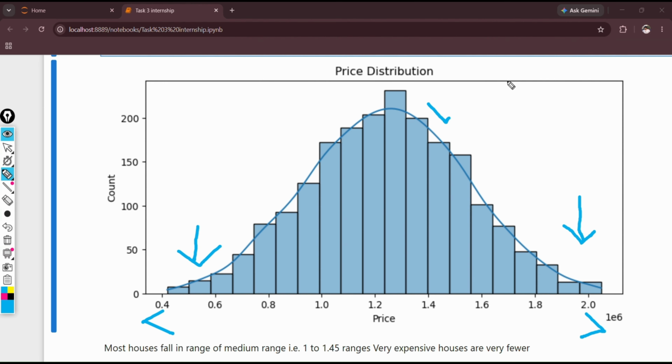This is valuable because it tells us our dataset isn't dominated by only luxury homes or only budget homes. Instead, it contains a healthy mix, making it more suitable for analysis and machine learning.